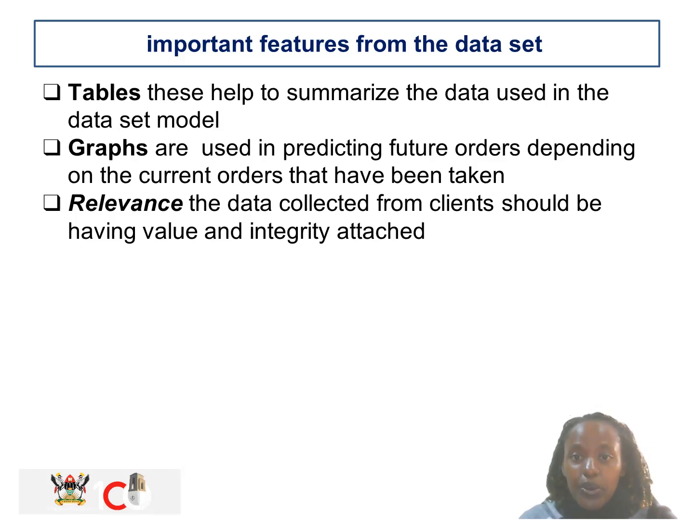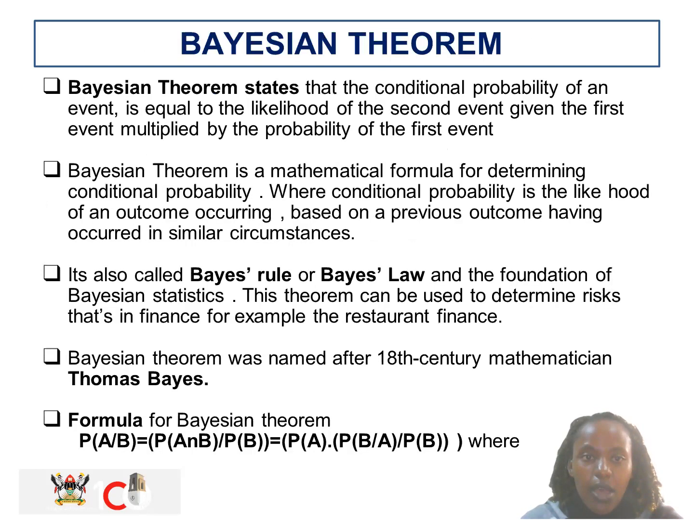The graphs help to predict future orders. For example, my model captures the orders that have been taken in January, and then the orders that have been taken in December. So using the graphs, I will be able to predict the orders I might get in the next month. On the relevance of the data in the model: the data collected in the model has value and total integrity. There is nothing like corruption of data.